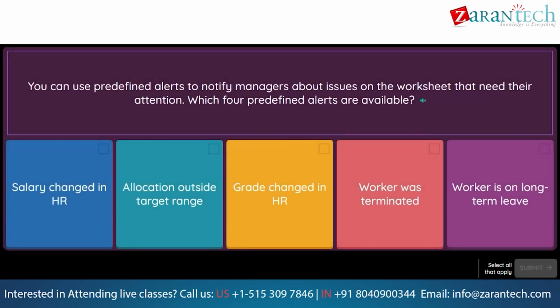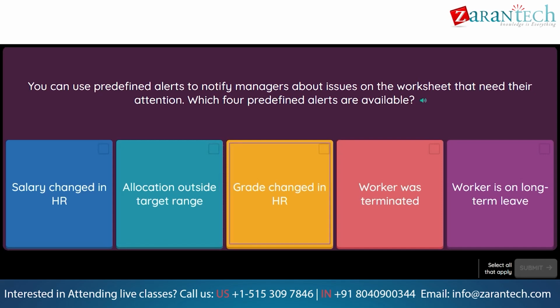Question: You can use predefined alerts to notify managers about issues on the worksheet that need their attention. Which 4 predefined alerts are available? Option 1. Salary changed in HR. Option 2. Allocation outside target range. Option 3. Grade changed in HR. Option 4. Worker was terminated. Option 5. Worker is on long-term leave.